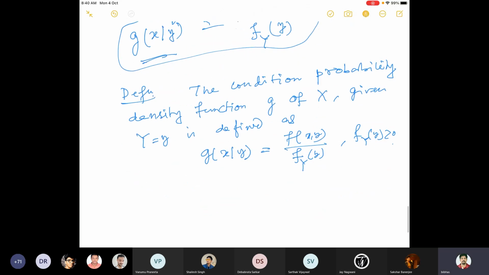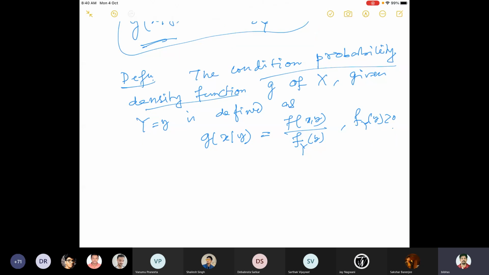I'll explain what is the meaning of this. And if you do the reverse, the conditional probability density function. Now, when x is given to you, you have to say what is the conditional probability function of y given capital X equal to some value small x.